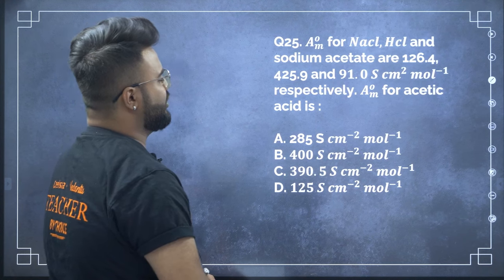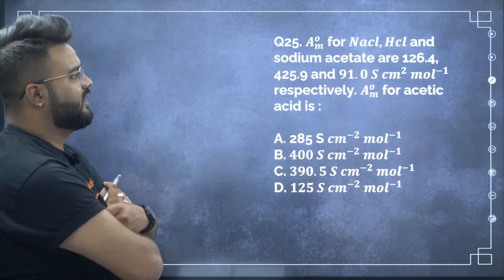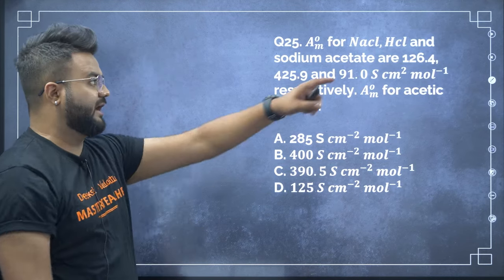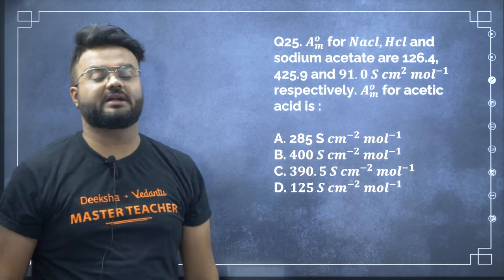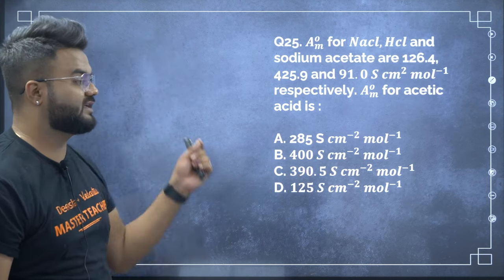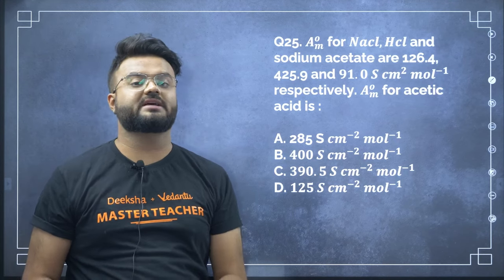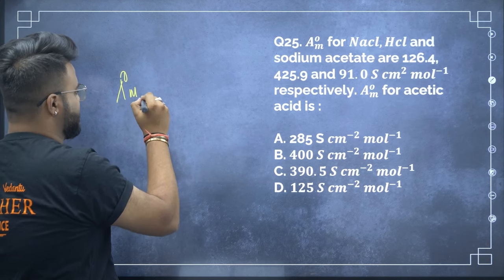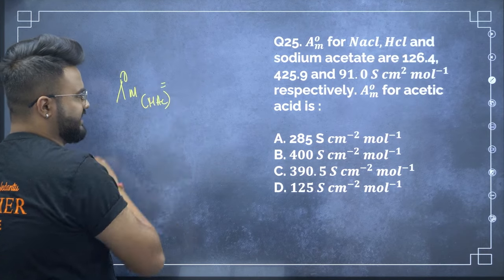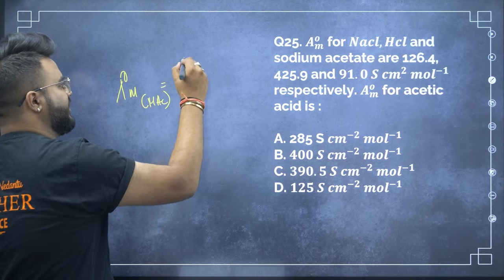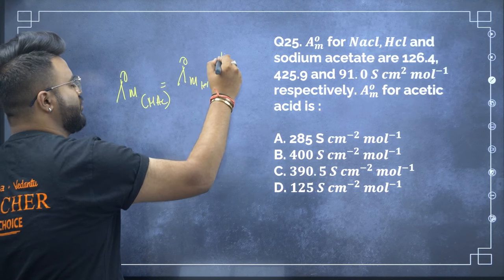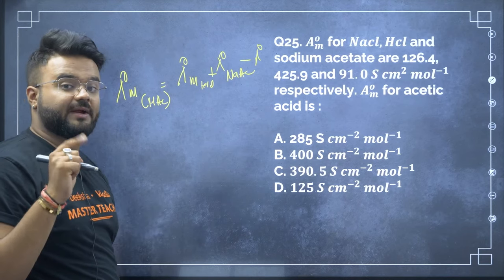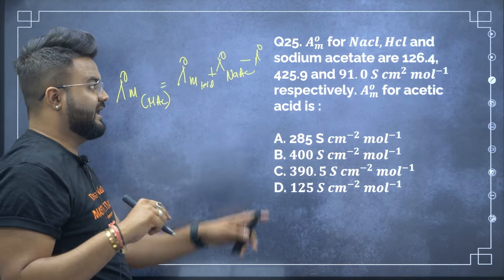Now, the limiting molar conductivities of NaCl, HCl and sodium acetate are respectively these values. Then we have to find out the limiting molar conductivity of acetic acid, and we know that this concept is from the famous law called Kohlrausch law. So they are asking acetic acid, that is HAc, we write it as limiting molar conductivity of HCl plus limiting molar conductivity of sodium acetate minus limiting molar conductivity of NaCl.